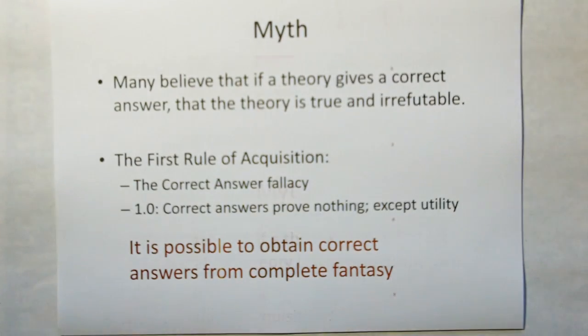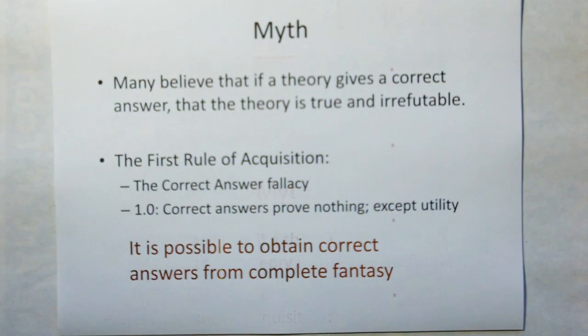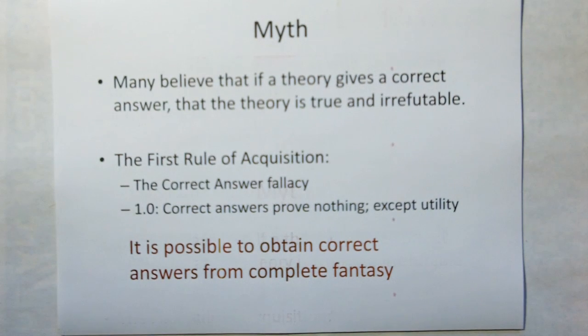Like, for example, many people, including scientists, believe that if a theory gives the correct answer, the theory is true and irrefutable. Okay, but the very first rule of acquisition, called the correct answer fallacy, is that correct answers prove nothing except utility. Because it's possible, with our limited data set in the universe, that an infinite number of different models and theories could give you the exact same answers of what you see right now.